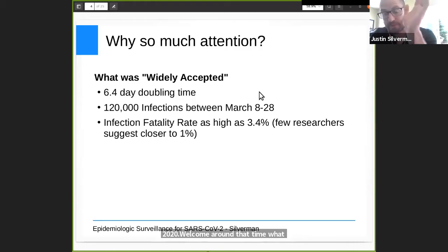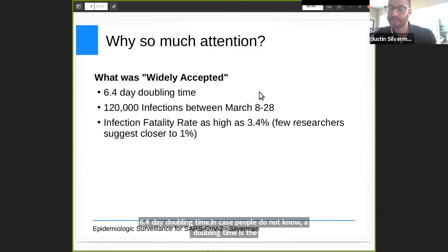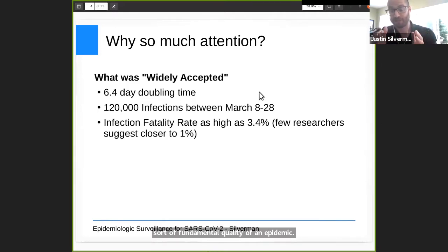Just in case people don't know, a doubling time is this sort of fundamental quality of an epidemic. It is the measure of how long it takes for the number of infections to double. Epidemics often follow exponential growth. One person infects two more who infect two more, and you get this exponential growth phenomenon. And so the doubling time is this fundamental quality in thinking about how fast an epidemic grows.